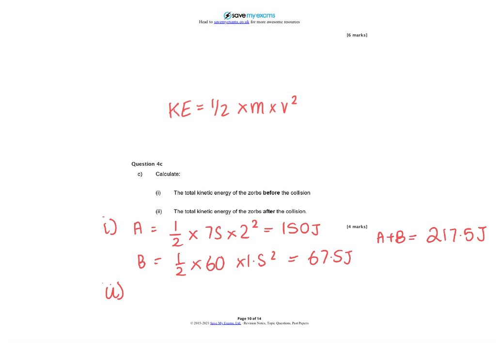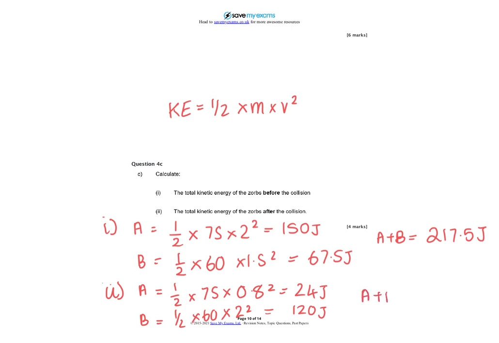After our collision, we're just going to redo those sums, but with the new velocities. So A is going to be half times 75 again, times 0.8 squared, which equals 24 joules. B is going to be half times 60 times 2 squared, which is equal to 120 joules. If we add those together, we're going to end up with 144 joules. So we can see this is an inelastic collision. We've lost some energy.